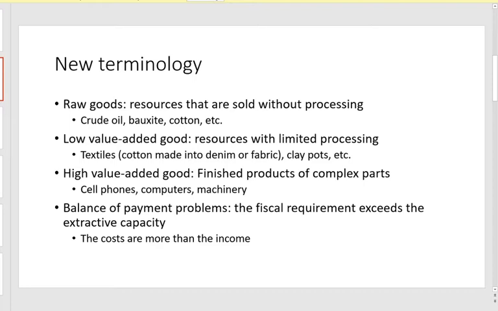And I'm using the case of denim for now because it's going to make more sense. Clay pots, right? You're just taking clay, which is a raw resource, and turning it into something that you can sell. Obviously, these products are not high value.